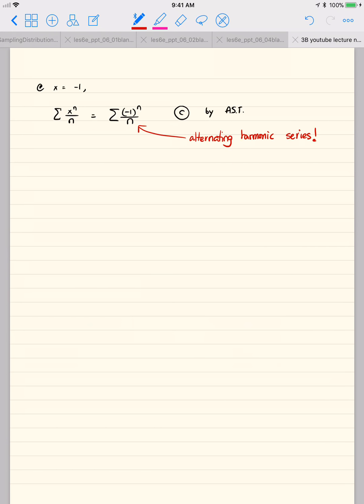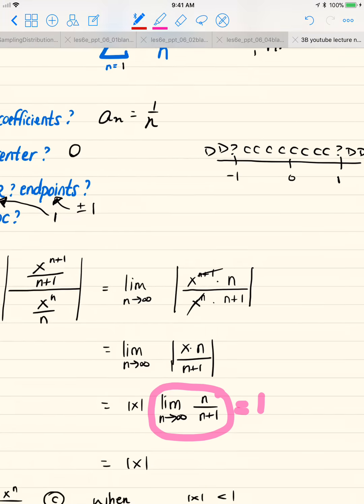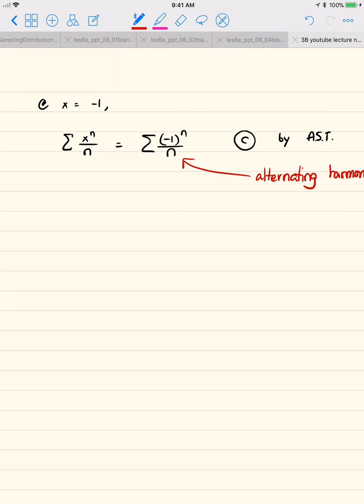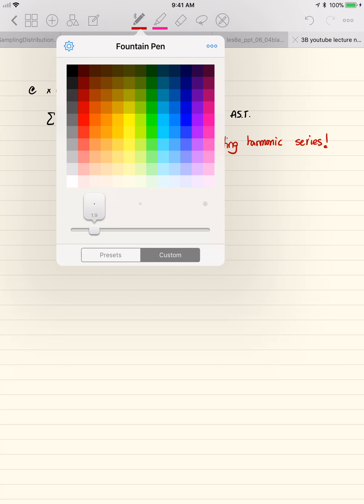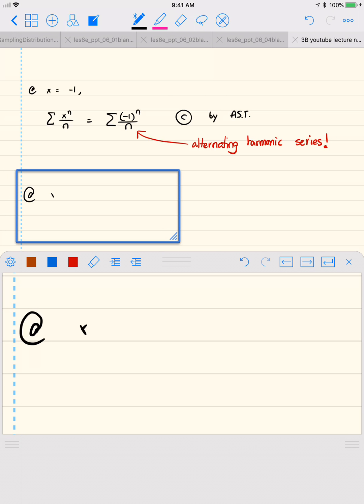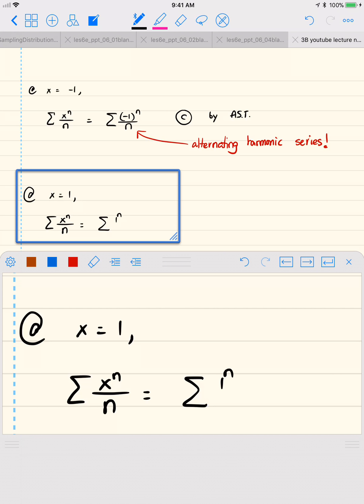So the series converges at negative 1, so we can go here and update our graphic to say that it's going to converge. So negative 1 is included. And then we still don't know what's going to happen at 1, so let's just go and work on that now. So at x equals 1, our power series is going to be equal to just 1 to the n over n, and that's just going to be 1 over n.